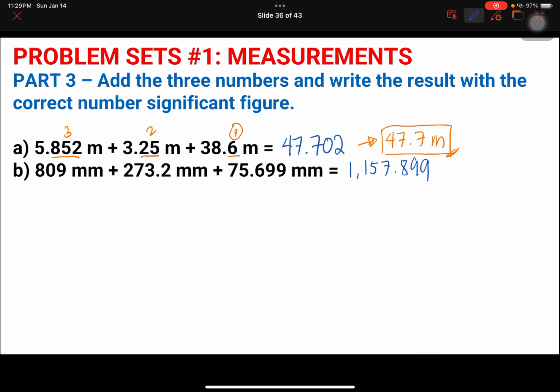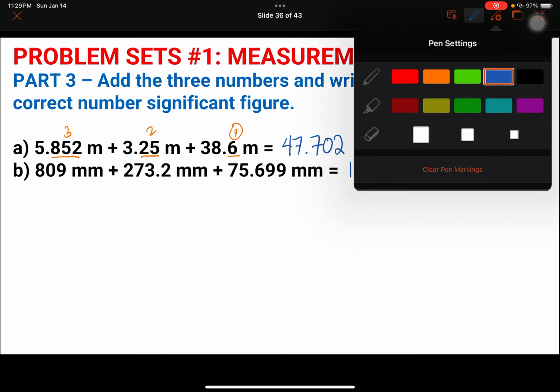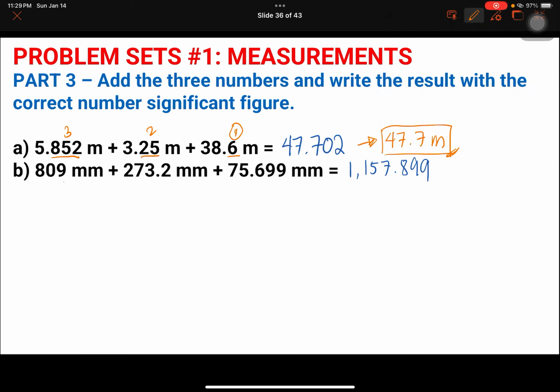1,157.899. However, if you can check their decimal places, dito wala, no zero. Dito naman may isa. Dito naman ay may tatlo. Anong mag-govern? Therefore, dapat whole number din yung magiging sagot natin. Kasi ang pinaka-least na number ng decimal places is 0. So, dapat wala din decimal places yung sagot natin. So, our answer will be, check it natin. So, magiging 1,158 millimeter. Okay?